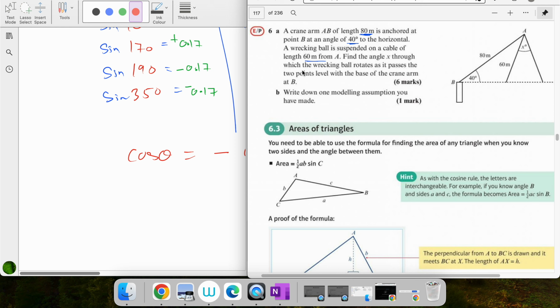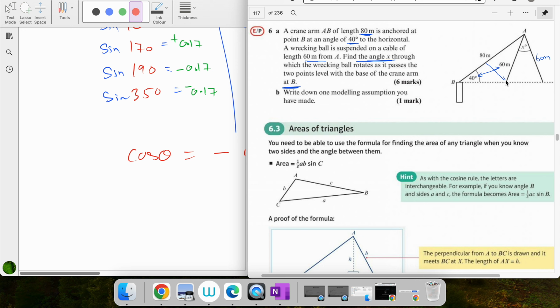Find the angle x through which the wrecking ball rotates as it passes the 2 points level over the base of the crane arm at B. So we have to find this x. I know that this is 60 and this is 60, as given in the question. So I have this 40 and this 60 as a pair.